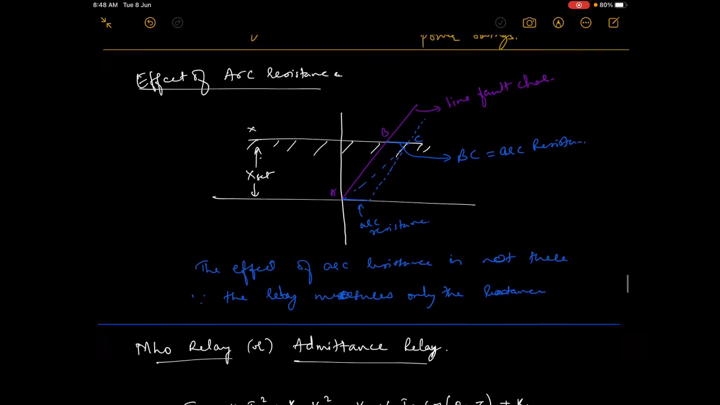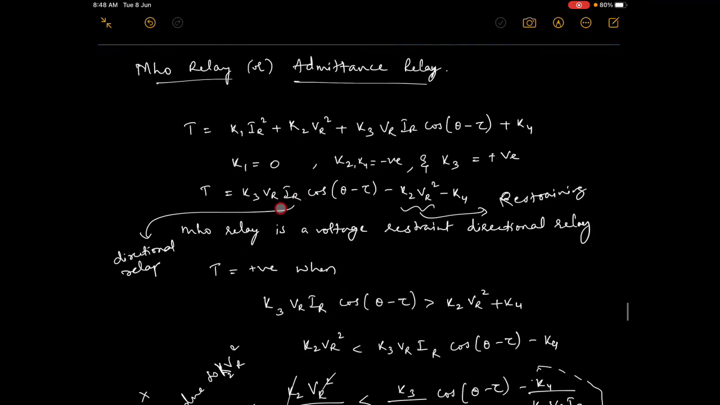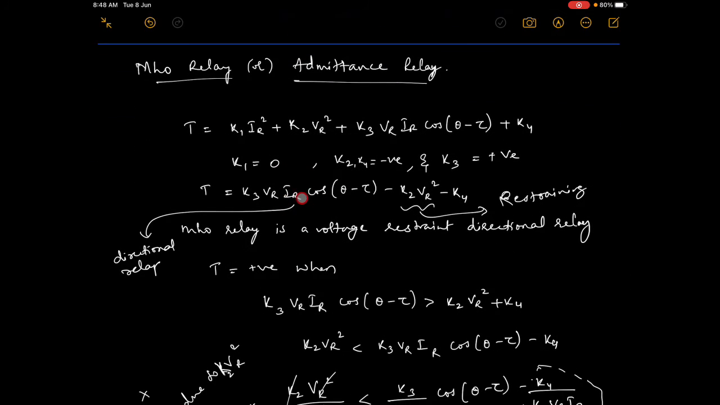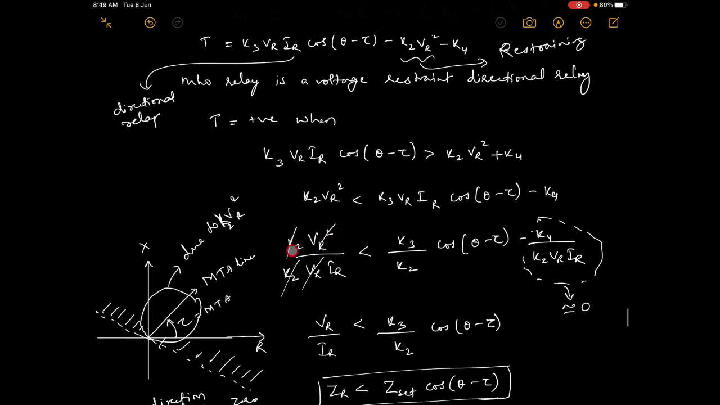Then we came across the Moore relay. The Moore relay has an inbuilt directionality property. If you had gone for a reactance relay or impedance relay, you would have had to add an extra feature, but here it is an inbuilt quality. Since it is an inbuilt quality, this is more widely used.